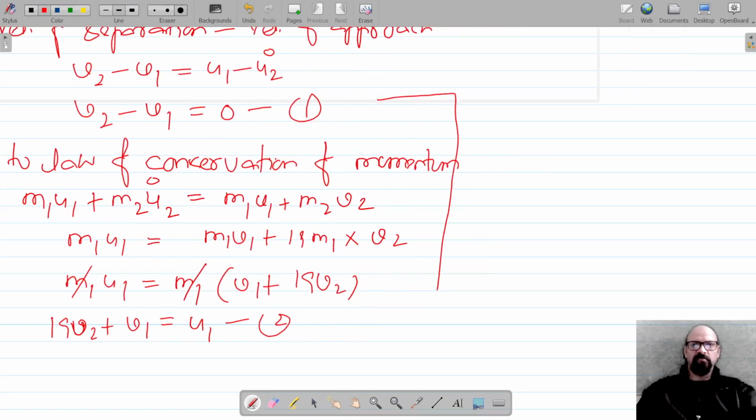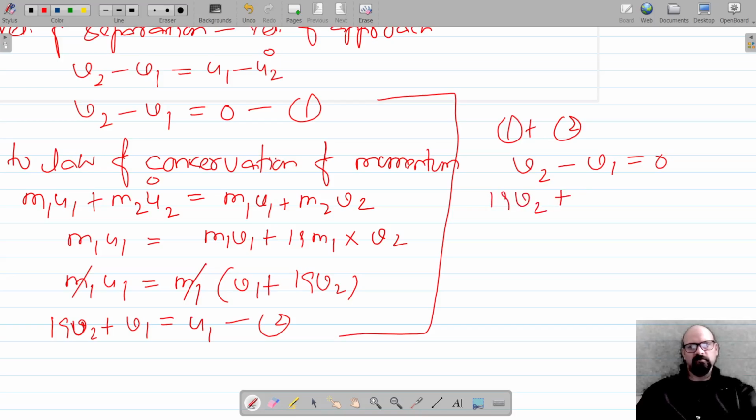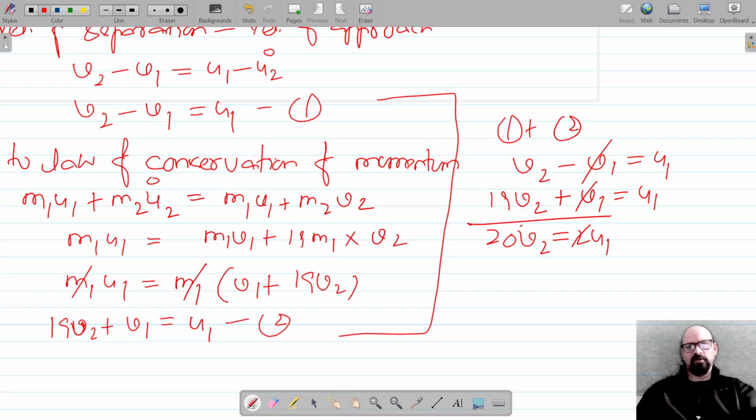So I'm going to add these two equations. Adding 1 plus 2: v2 minus v1 is equal to u1, and v1 plus 19 v2 is equal to u1. This gets cancelled, so v2 plus 19 v2 is 20 v2, which is equal to 2 u1. So this is 10, and v2 is u1 by 10.